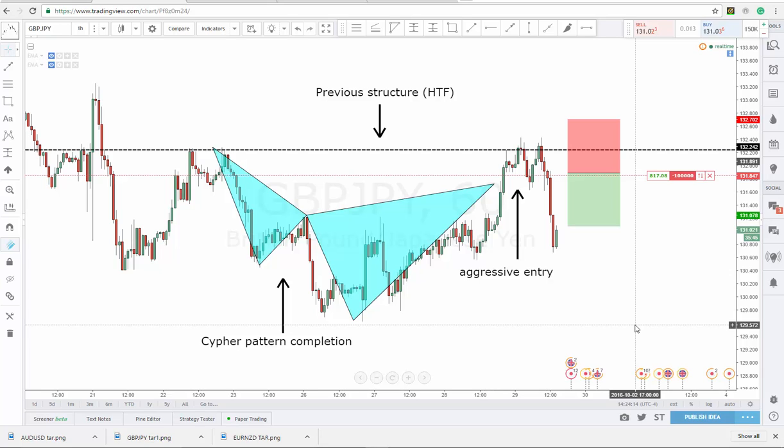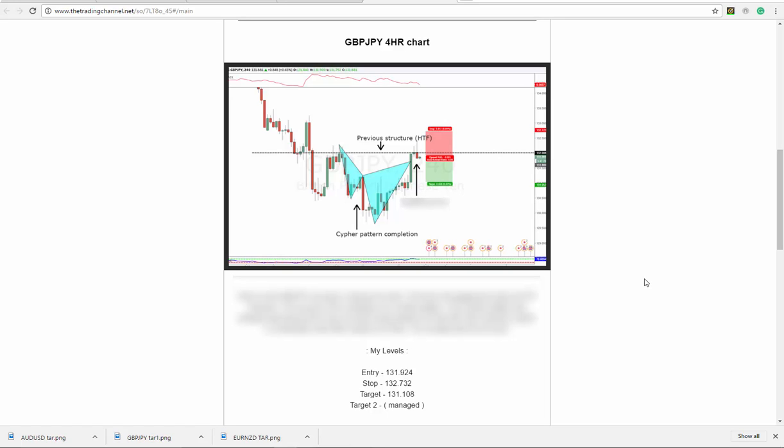Alright traders, so the first thing we're going to do is take a look at the emailed analysis that I sent traders who are already involved in the EAP to alert them of this trading opportunity. As you can see on the email that I sent out to all of the EAP members, I posted a very nice screenshot showing members exactly what I was looking at, this cipher pattern completion.